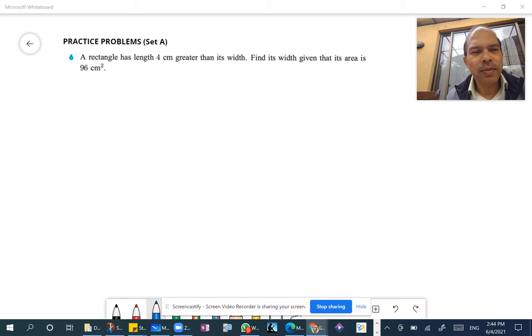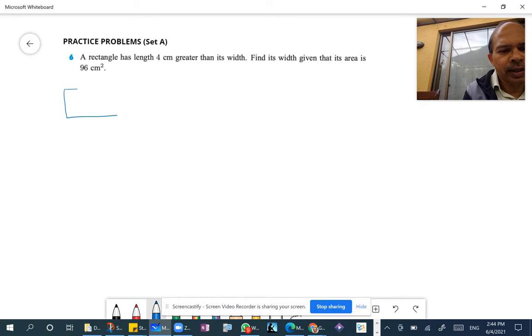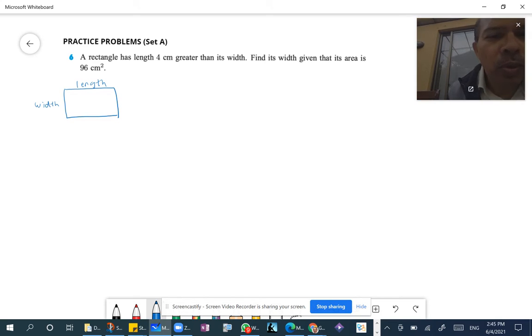Now, when you don't have much given, it'll be helpful to just start off with a simple diagram. So a rectangle. Now you can call maybe this left side as width, and the top as the length. Since we don't know the width or the length specifically, you can call the width x, and the problem says the length is 4 centimeters greater, and so this is x plus 4.